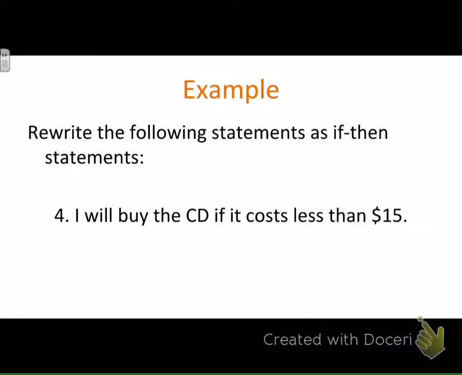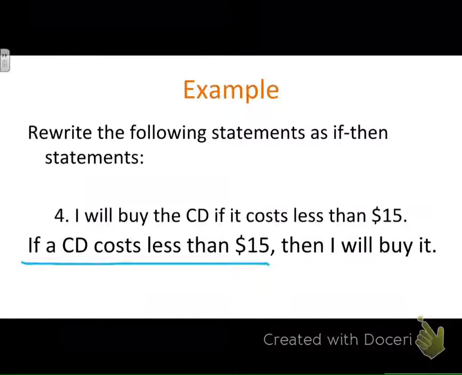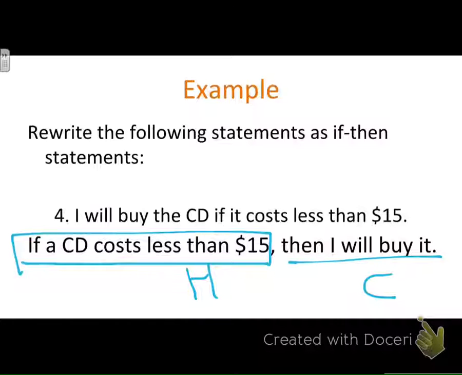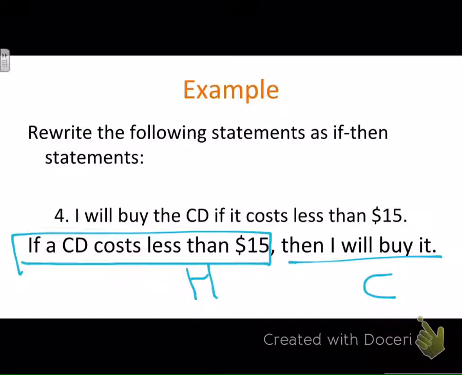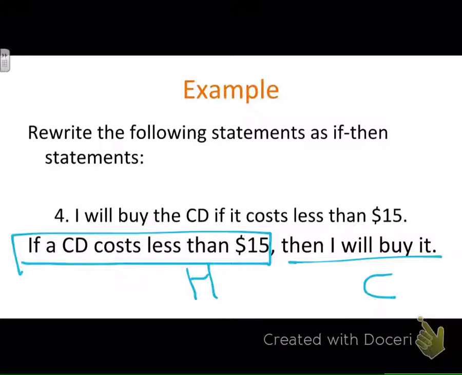Okay. I will buy the CD if it costs less than $15. We would rewrite it as if a CD costs less than $15, then I will buy it. Right here, the hypothesis is if the CD costs less than $15, and the conclusion is then I will buy it. Because you're not going to buy it first and then say if I will buy it, then it will cost less than $15. It doesn't work that way. You don't get to say how much it costs. So if we decide it's less than $15, then we're going to buy it.